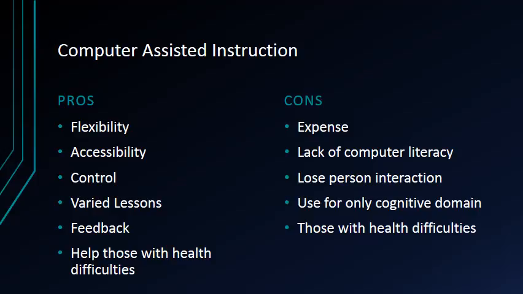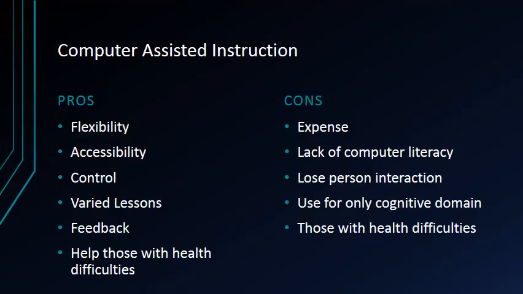Accessibility to a computer is another pro for using a CAI. Computers are found in libraries. If you do not own one, it is more prevalent for people to have computers nowadays. Students also have control over what they're learning and how fast they're learning. Teachers and students can get varied lessons so they learn at their own pace and are not forced to learn something at a faster or slower pace than they would like.